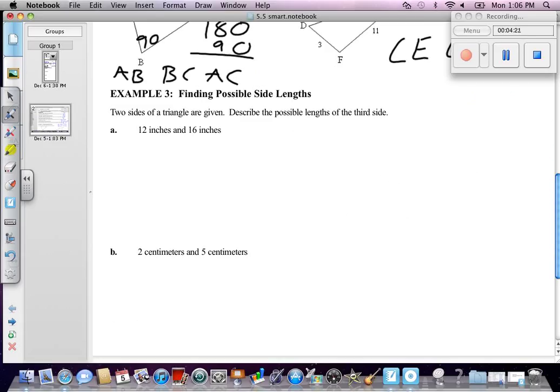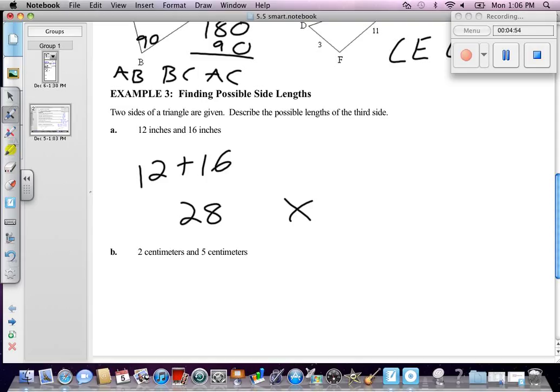All right, we're looking at example 3. Two sides of a triangle are given. Describe the possible lengths of the third side. What is 12 plus 16? 28. So the third side, we're going to call it x. It has to be less than 28. The sum of the lengths of two sides of a triangle is greater than the third side.